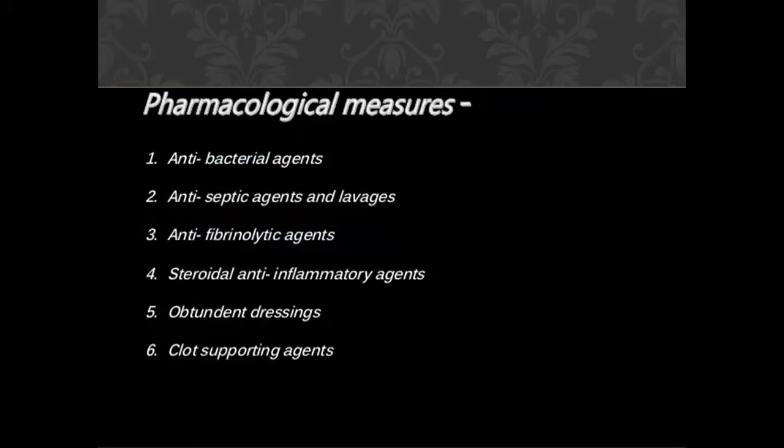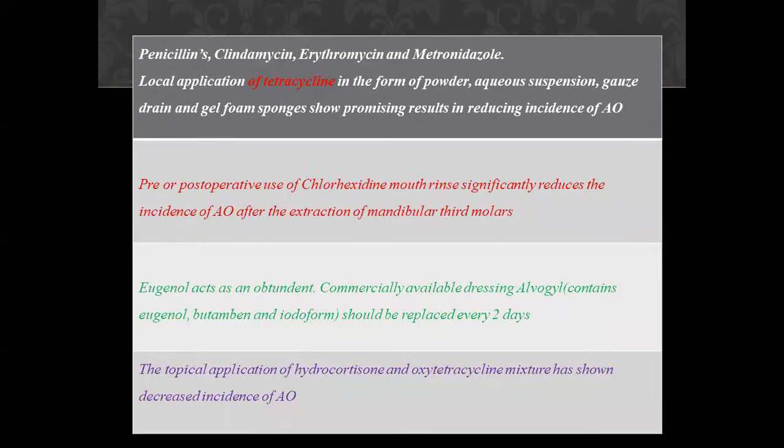Coming to the pharmacological measures: antibacterial agents, antiseptic agents and lavages, antifibrinolytic agents, steroidal and anti-inflammatory agents, abundant dressings, and clot supporting agents should be given to the patient. A few antibacterial agents are penicillin, clindamycin, erythromycin, and metronidazole, or a local application of tetracycline, either in the form of a powder or an aqueous suspension. Gauze, drain, and gel form sponges show promising results in reducing the incidence of alveolar osteitis, which is nothing but dry socket.